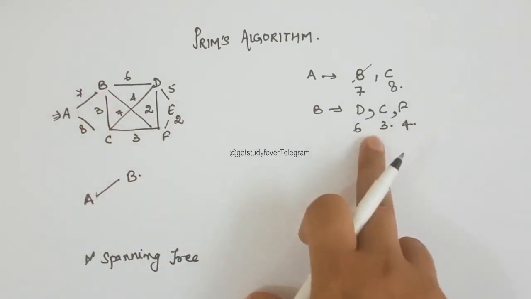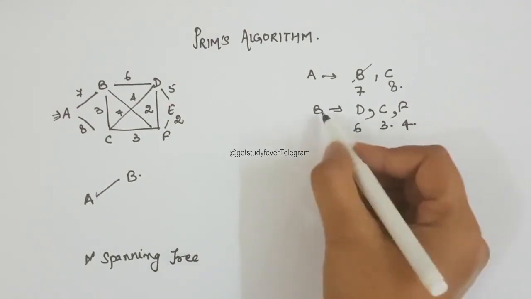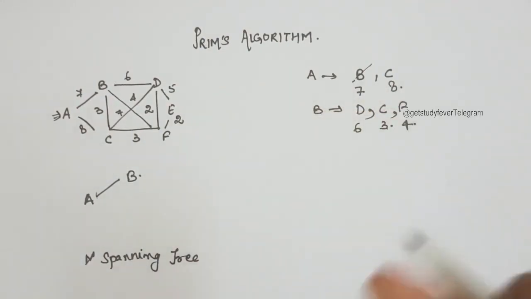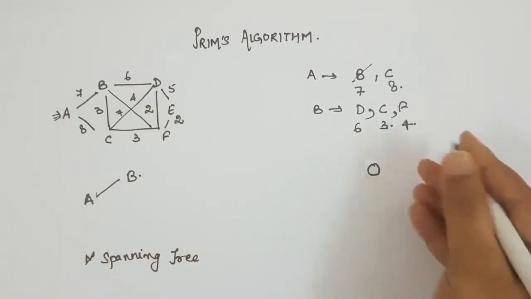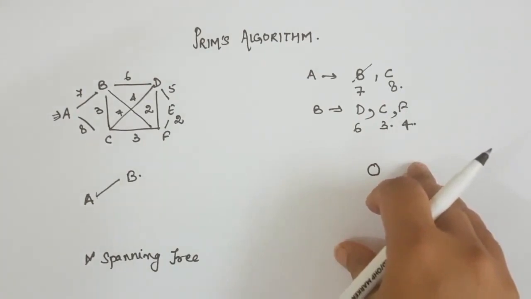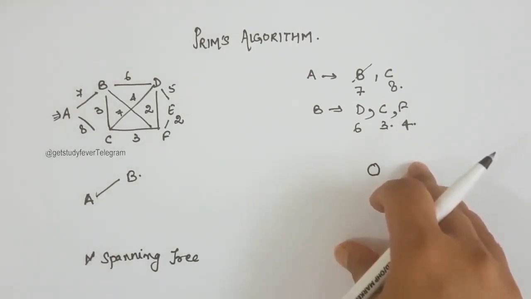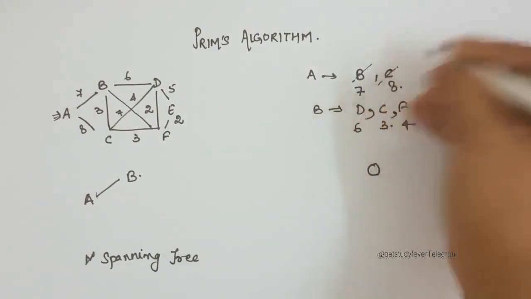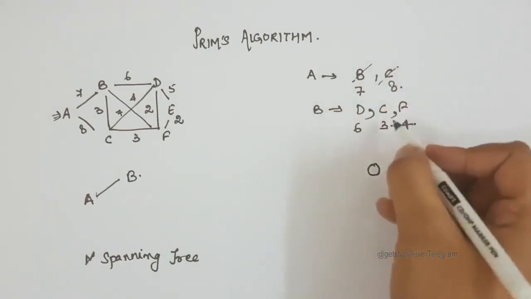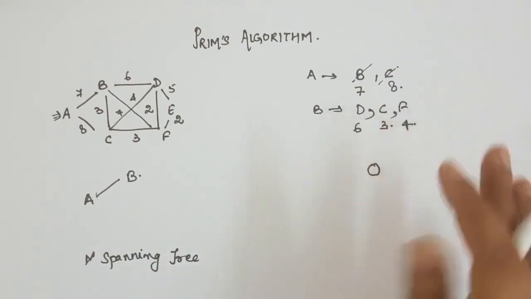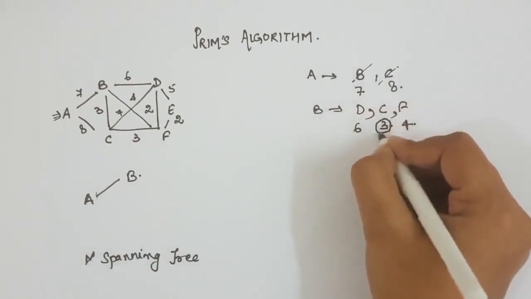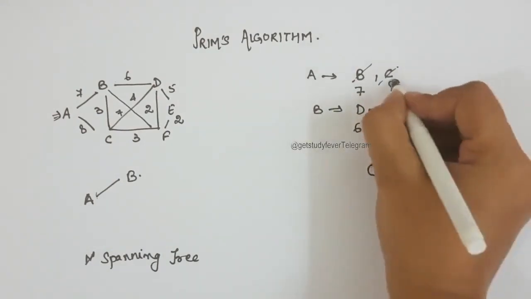Now I can see that in this case B to C is less than A to C. Obviously, if I want a minimum spanning tree and I can see that a particular vertex can be reached with a lesser value, then I will opt for that value. So I will discard this. I will have my latest weight for C as 3, because if I can reach it with 3 using this edge, why do I need to go to this particular edge?